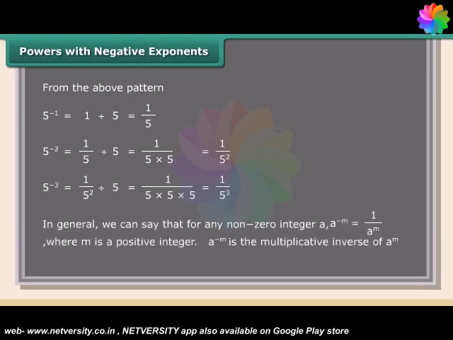In general, we can say that for any non-zero integer a, a raised to the power minus m is equal to 1 upon a raised to the power m, where m is a positive integer. a raised to the power minus m is the multiplicative inverse of a raised to the power m.